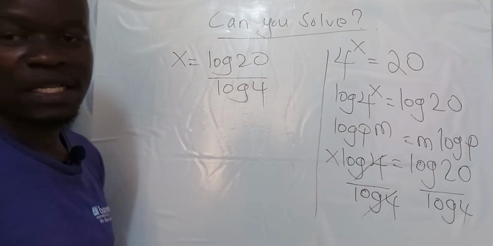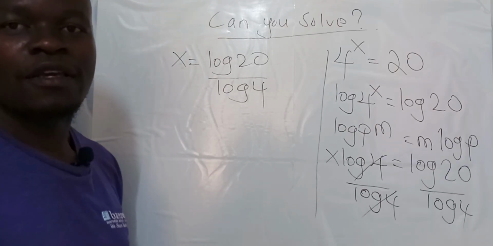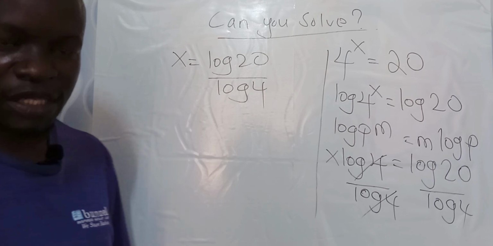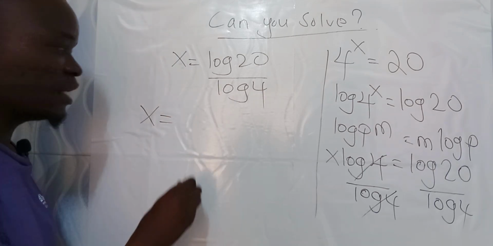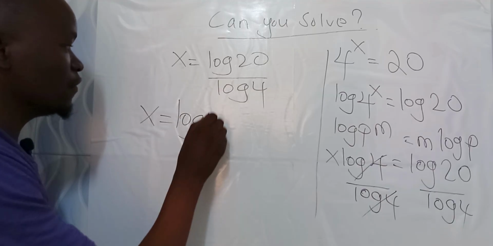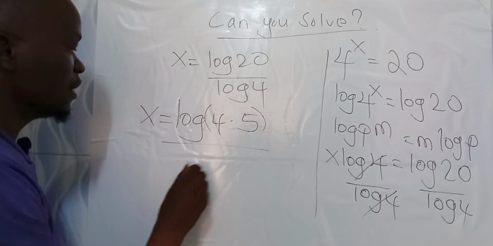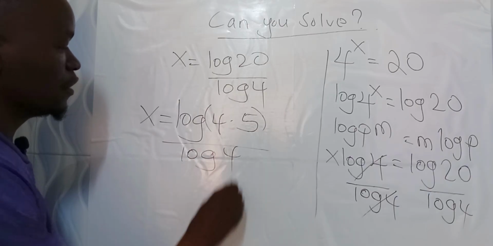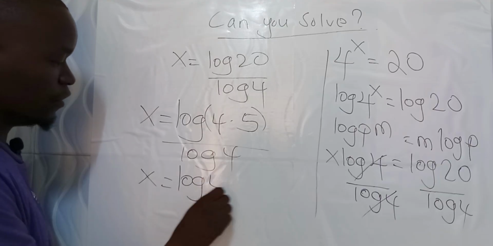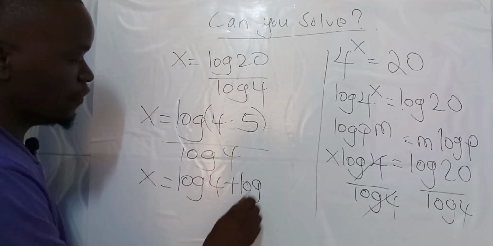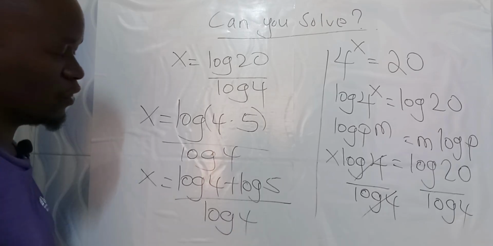So in this case we shall now have to factorize this maths problem completely, because here is where most people usually make a mistake. So x can also be written as the log of 20. We can have it as the log of 4 multiplied by 5, in brackets, all over the log of 4. So x can also be written as the log of 4 plus the log of 5, all over the log of 4.